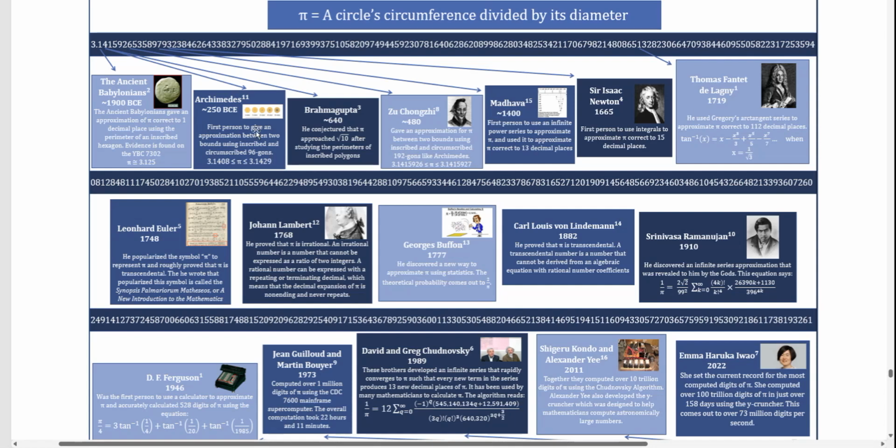Brahmagupta. Archimedes was in Syracuse, on the island of Sicily. He's a Greek culture mathematician. Brahmagupta, about 640 of the Common Era. Archimedes was about 250 BCE. Brahmagupta conjectured that it approached the square root of 10, which is not true, but it's an approximation. Zhuangzi, 480 in China, gave an approximation. He basically used the same method Archimedes did, but went one step further to a 192-gon, doubling the sides there.